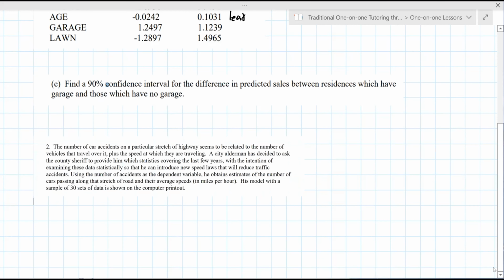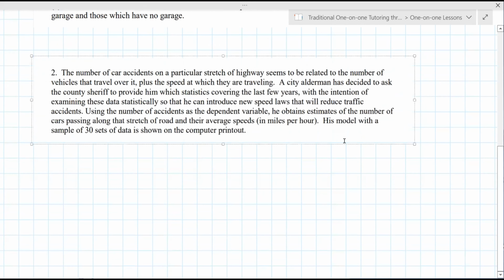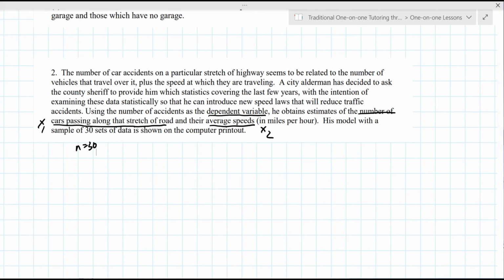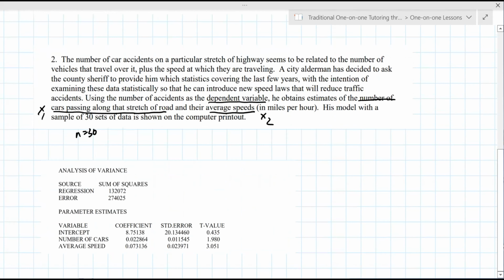All right, so we're on to question 2. The number of car accidents on a particular stretch of highway seems to be related to the number of vehicles that travel over it plus the speed at which they are traveling. The city is going to do some analysis on it. They use the number of accidents as the dependent variable, that's Y, the number of cars passing along the stretch of road is X1, and their average speed is X2. They collected 30 pieces of data. You would actually collect way more than that if you were being paid to do this. That's not even close to enough.